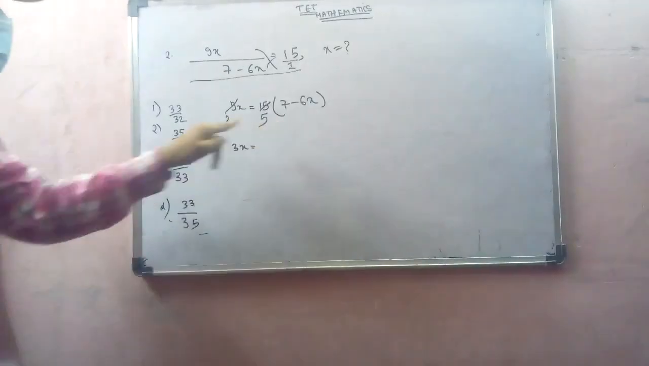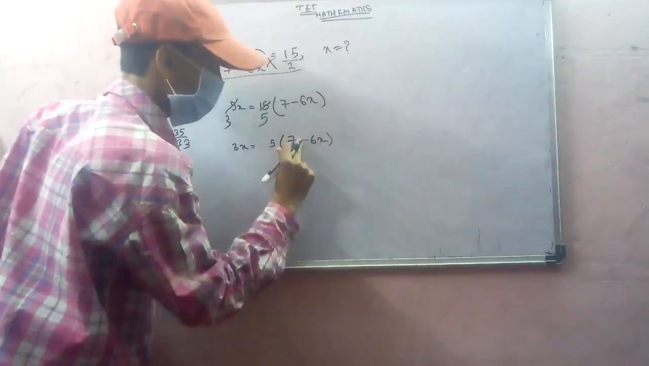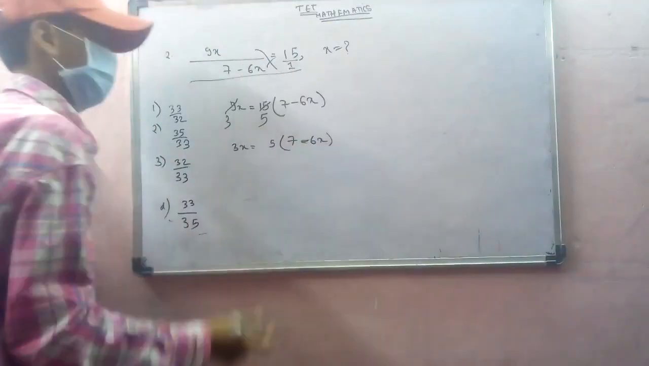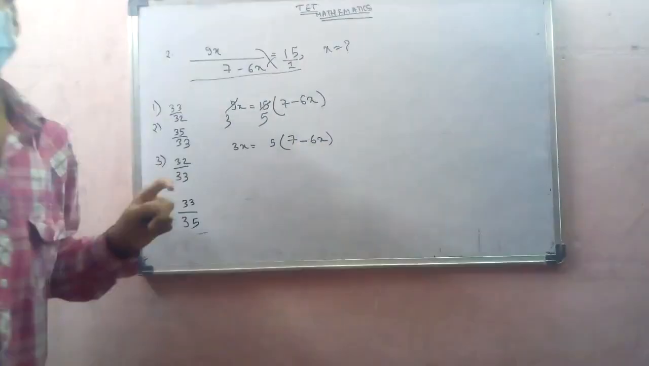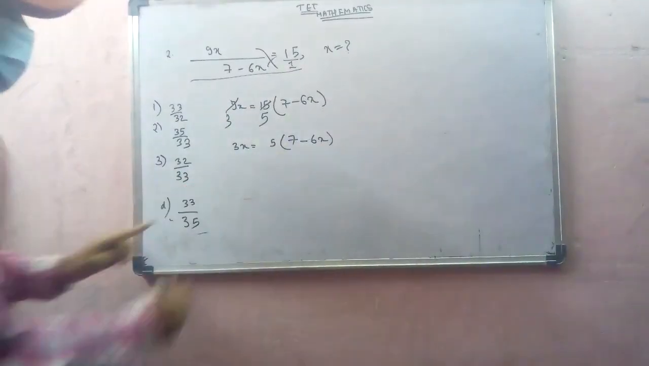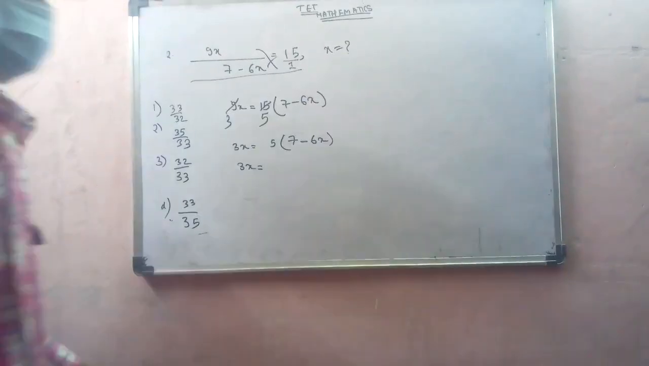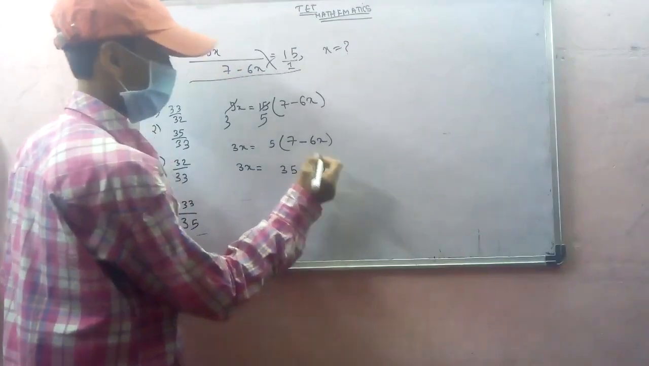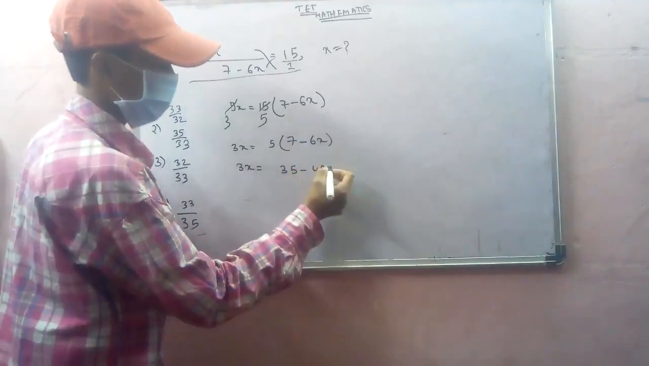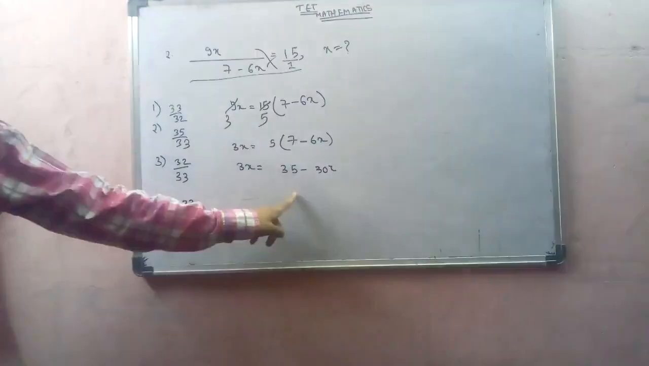3x equal to, here see, 5 into 7 minus 6x. And you got your answer, but still you need to solve. See here, 3x equal to 5 into 7 minus 6x. So again 3x equal to 5 sevens are 35, minus, 5 sixes are 30, minus 30x will come here.